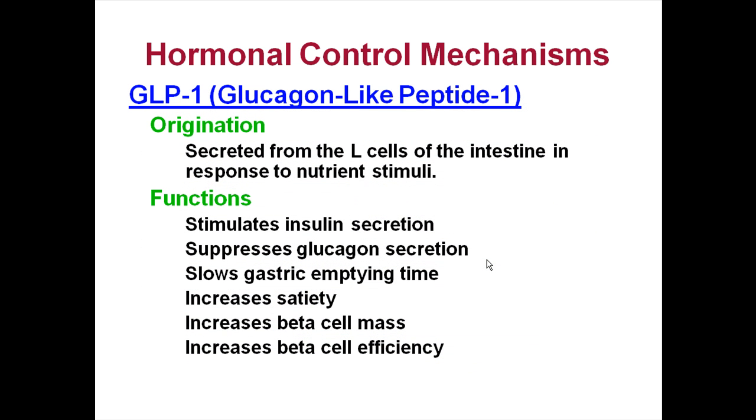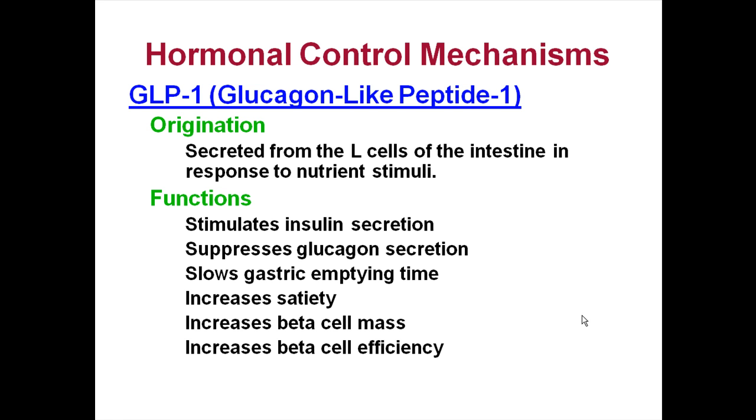GLP-1, or glucagon-like peptide 1, is actually secreted by L cells in the intestines. It's secreted when nutrients are in the intestines, and one of the main jobs of the GLP-1 is to inform the pancreas that there's food there, especially carbohydrates, and it needs to start producing some insulin. And so that's why it stimulates insulin secretion, suppresses glucagon, slows gastric emptying time, so it increases satiety, increases beta cell mass.